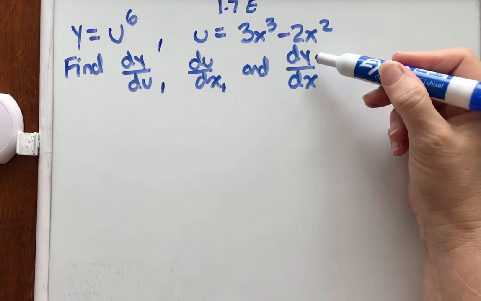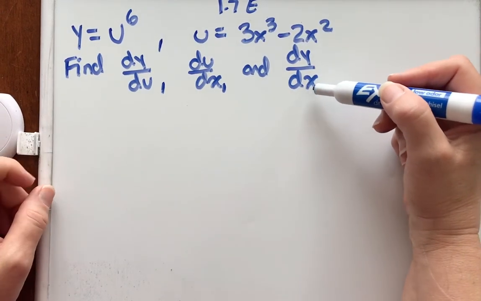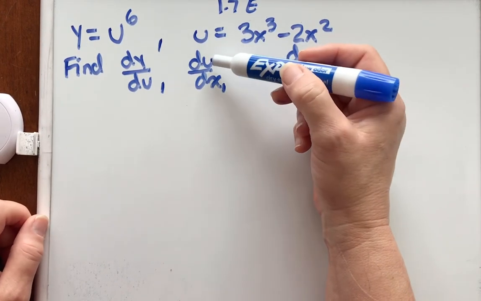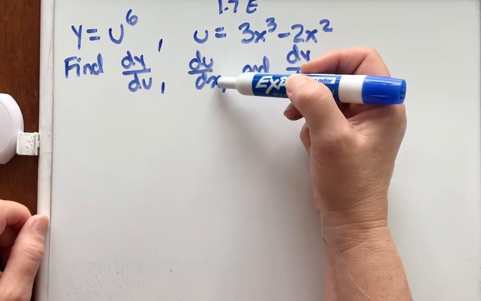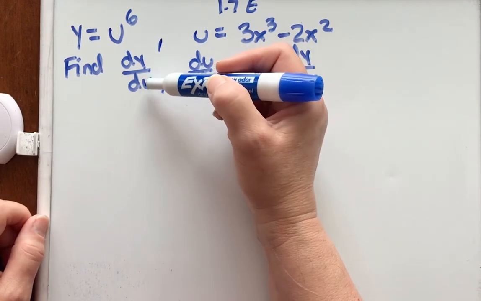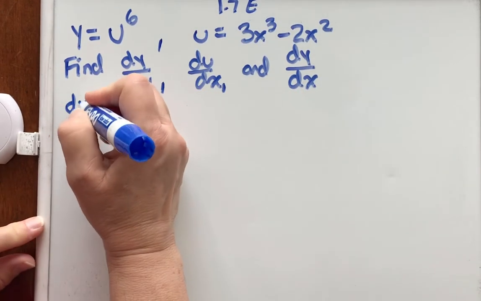We're used to seeing it this way, which means to take the derivative with respect to x. So here we have output, input. That's the same thing here: output is u, input is x. Output is y, input is u. Okay, so let's do the first one, dy/du.